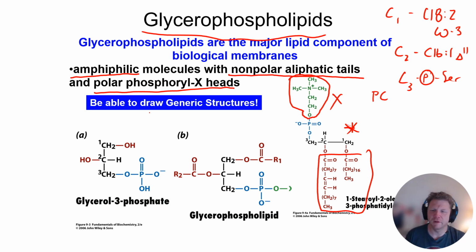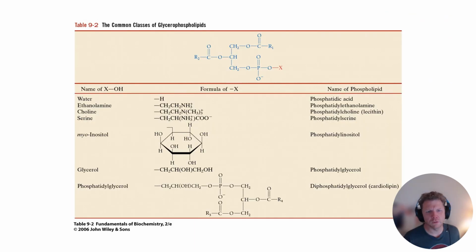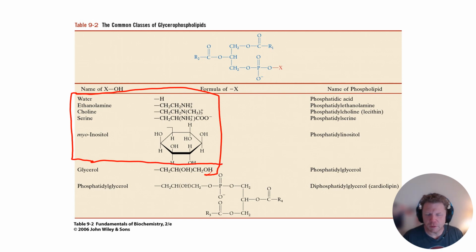Now, there's a total of 5 head groups that I want you to be familiar with. We'll see those right here. These first 5 right here. I want you to be able to draw those groups. Those are going to, oh, that's glycerol, I don't need that one. Those are going to take the place of this X right here. In the example of water, it's just a hydrogen. In the example of ethanolamine, we've got something that's a little bit more to it. We've got this right here, CH2, and then NHH plus, okay?